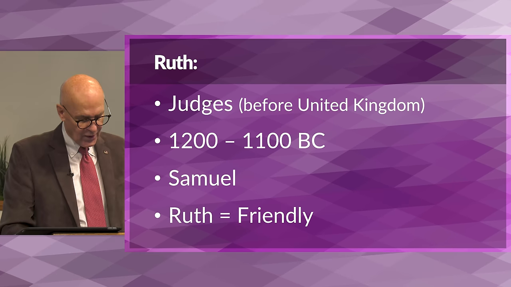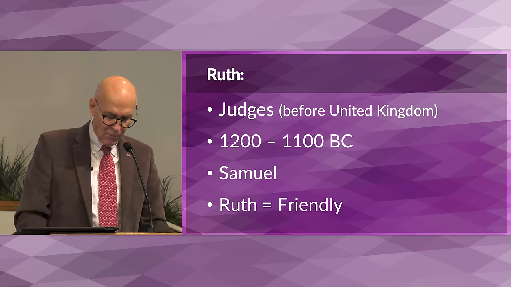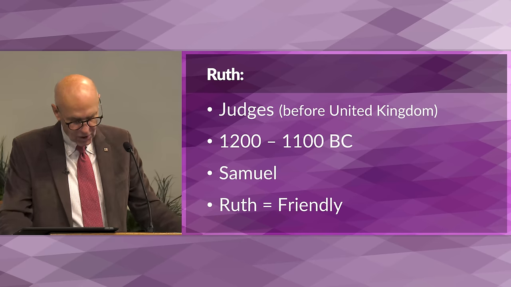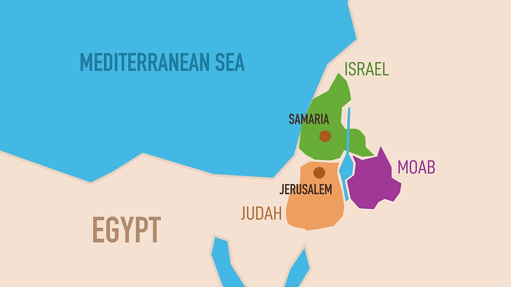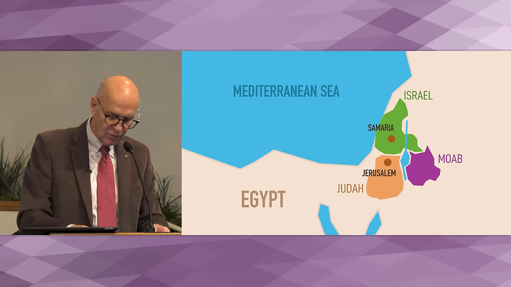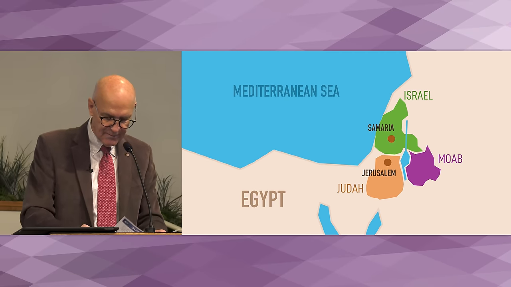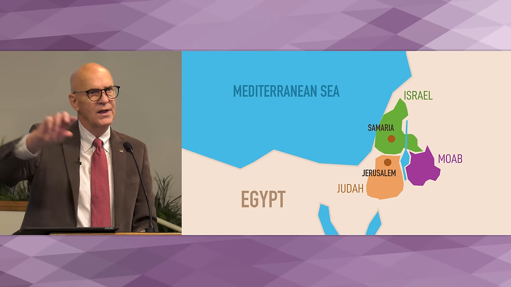The name Ruth means friendly. She was a Moabite woman from Moab, a country that was east of Israel. Today we call it Jordan. These people were descended from Moab. Moab was the son of Lot and his eldest daughter, who was conceived after their escape from the destruction of Sodom and Gomorrah. If you're wondering, wow, what's the lineage there? That's the lineage.